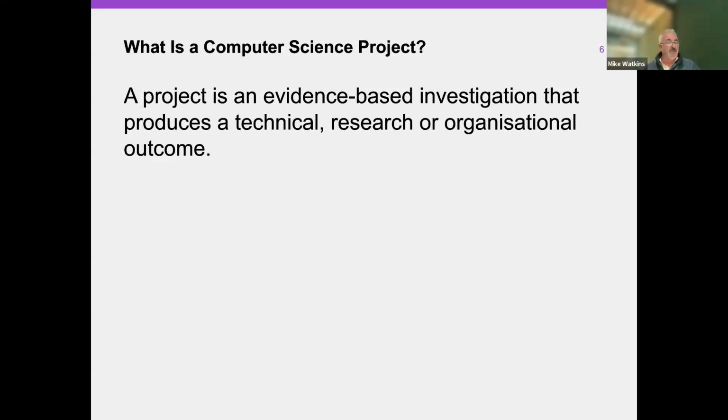So when we talk about a computer science project, effectively what I'm trying to say is, if you start the project and you go, well, I don't know whether I can do it, I don't know what problems I'm going to have, I don't know how to do it, those are all really excellent starting points. You might think that it's not ideal, but that's the start of a project.